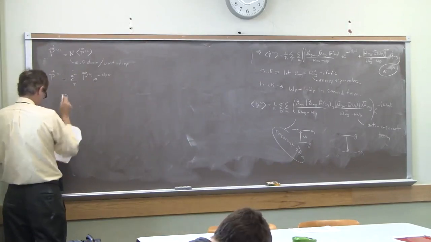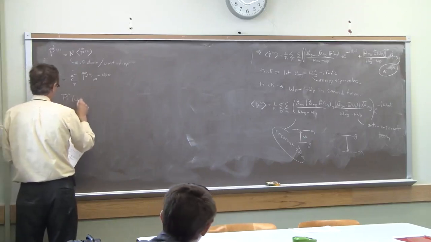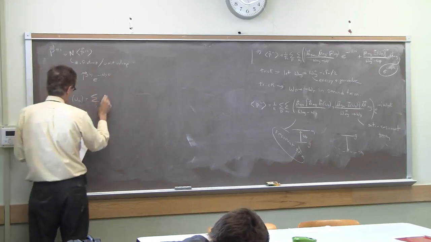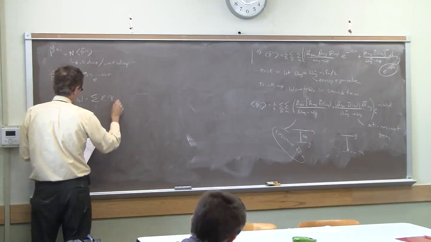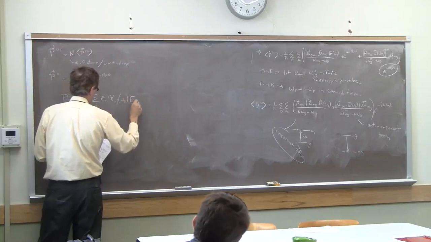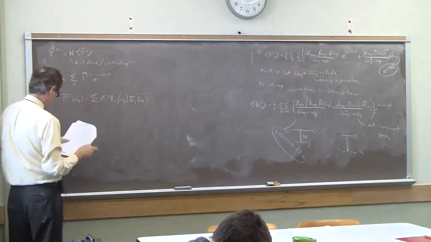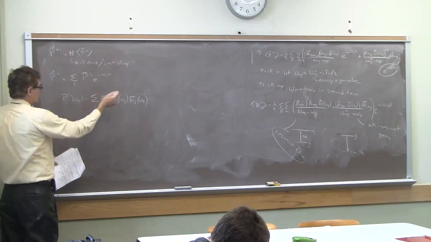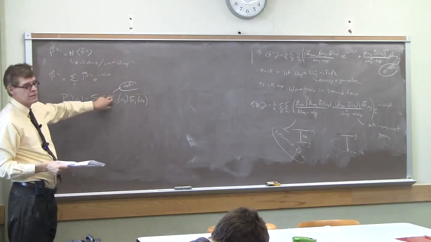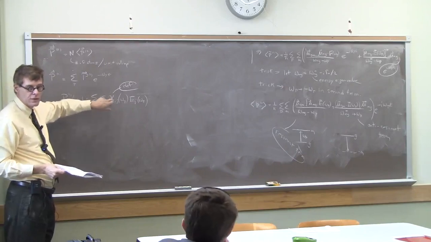We can now write one Cartesian component of this amplitude at frequency omega p to be the sum over j of epsilon 0 chi 1 ij of omega p times E j of omega p. And then this defines the susceptibility, which we did earlier in the course. We define the susceptibility as the constant of proportionality that sits here.